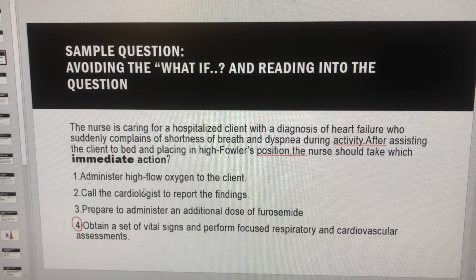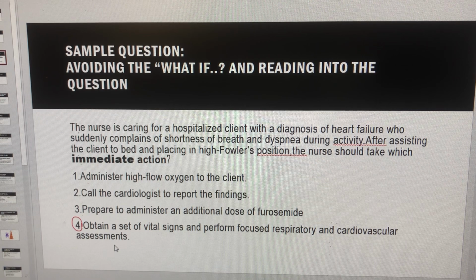1. Administer high flow oxygen to the client. 2. Call the cardiologist to report the findings. 3. Prepare to administer an additional dose of furosemide. 4. Obtain a set of vital signs and perform focused respiratory and cardiovascular assessments.